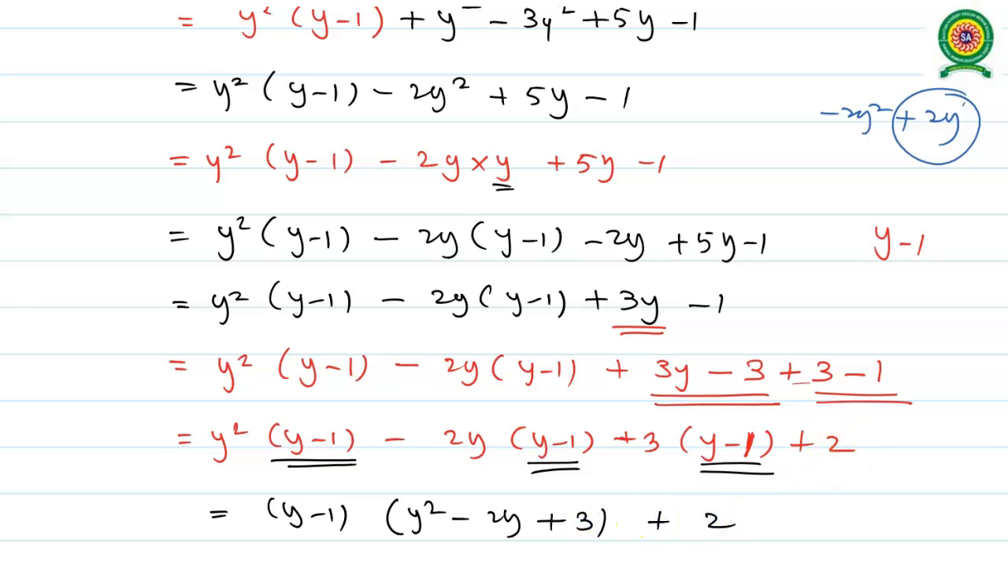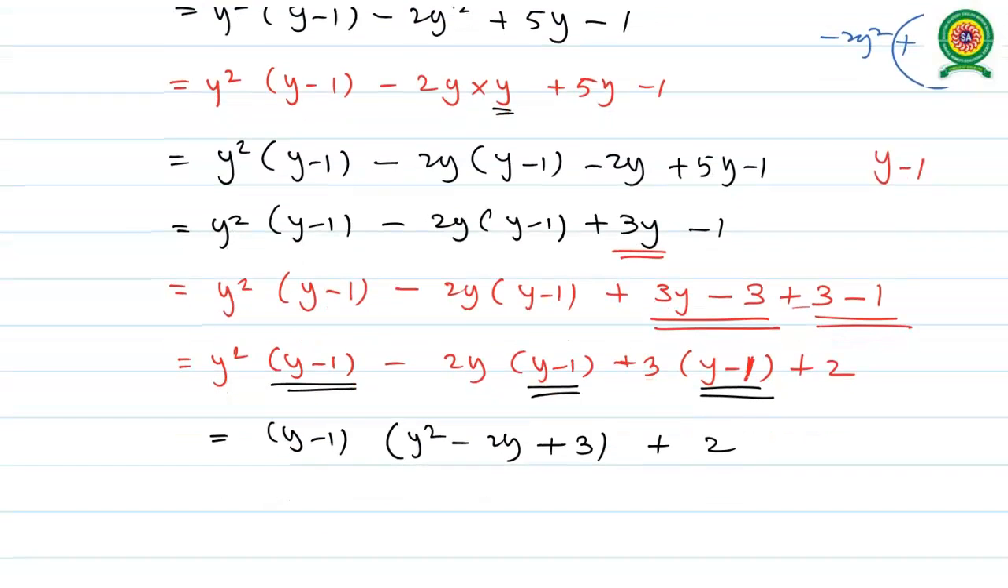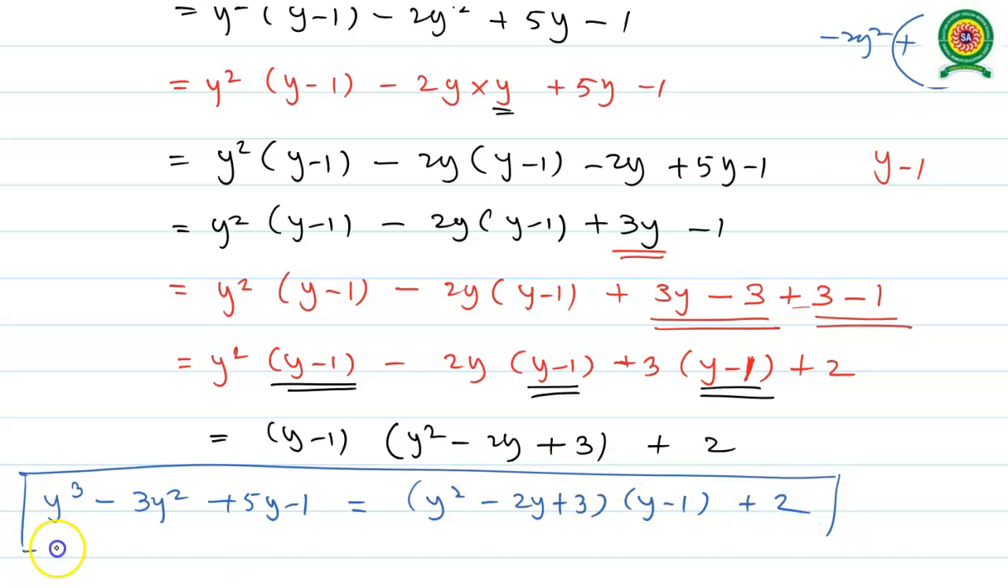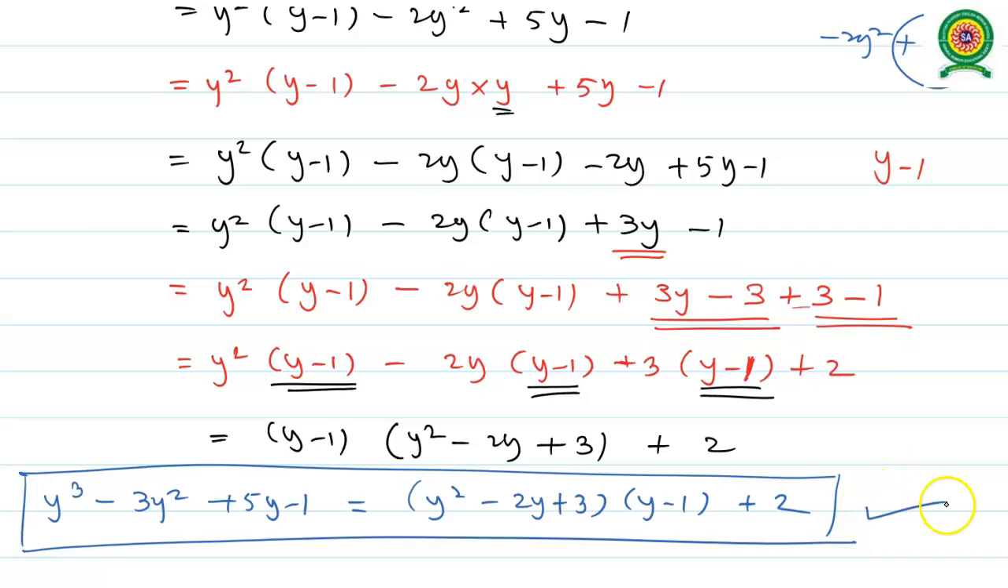So we can write, as per Euler's method, the given division is of the form: dividend y cube minus 3y square plus 5y minus 1 equals the quotient polynomial y square minus 2y plus 3, into divisor y minus 1, plus remainder 2. Once you look at the synthetic division and the linear method, both give the same answer. So here we have our practice set 3.3. Thank you.